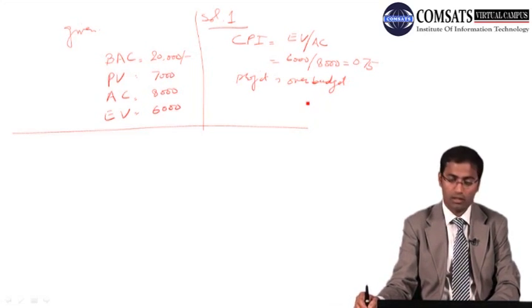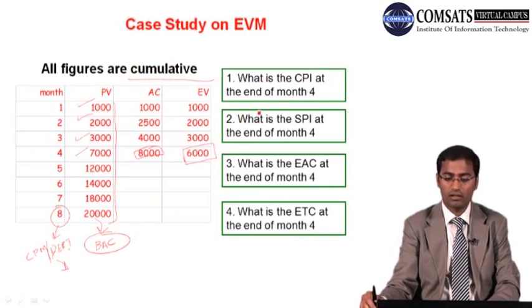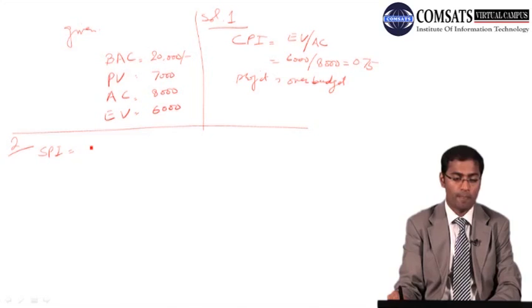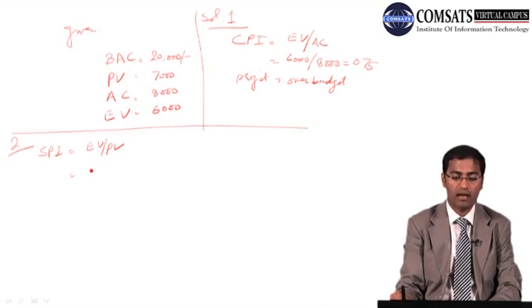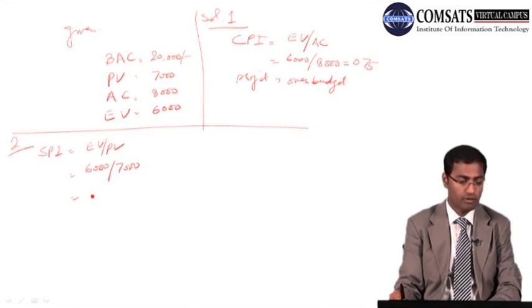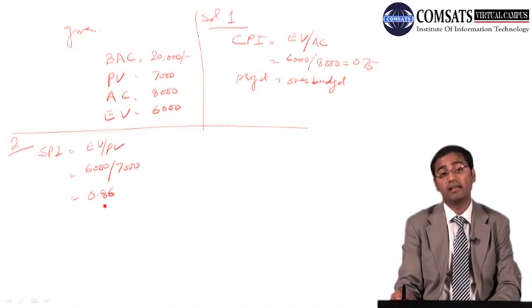Okay, so that is 1. Then 2, what is SPI? So SPI is equal to EV by PV, and EV is 6,000 and PV is 7,000. So if we calculate SPI, that becomes 0.86. Hence, that is less than 1. Again, the project is behind schedule.